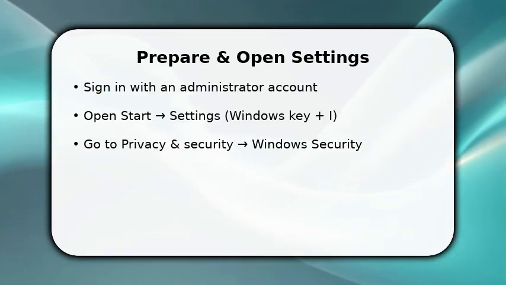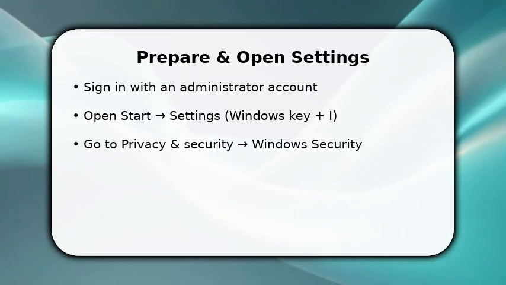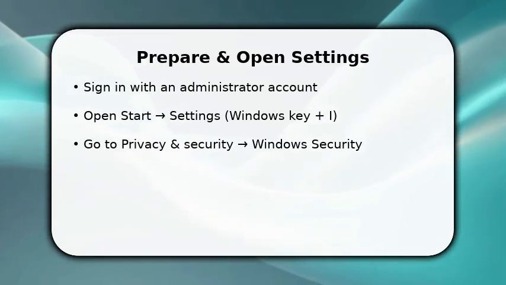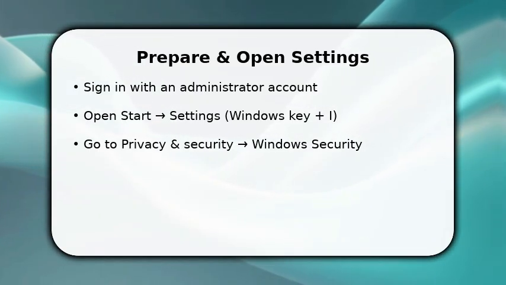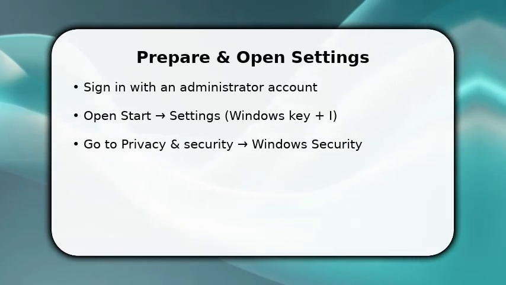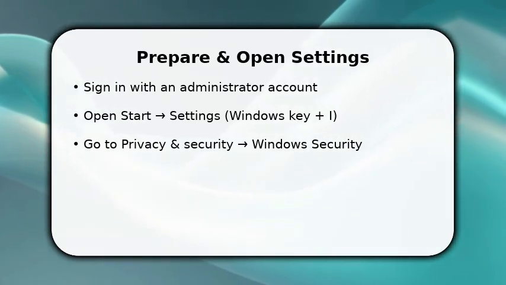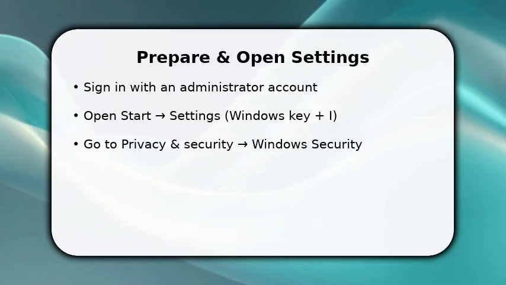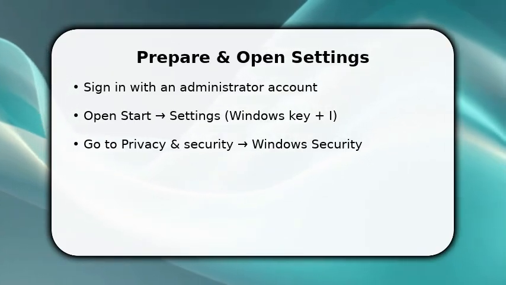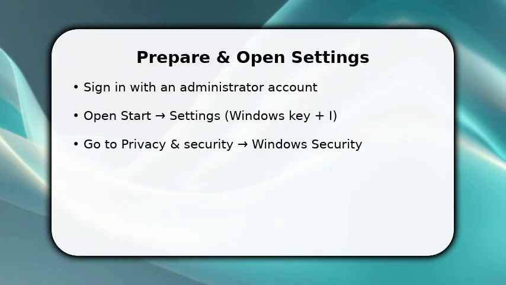You're signed in as an admin, so start by opening Settings. Press Windows key plus I. Once Settings is open, navigate to Privacy and Security and select Windows Security. This step places you in the central security hub where features like Microsoft Defender and Firewall live.